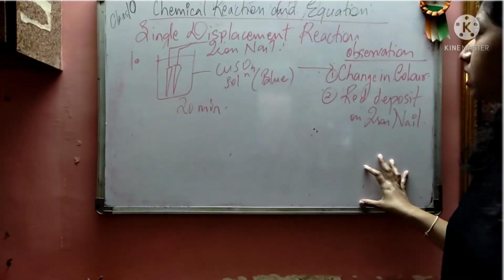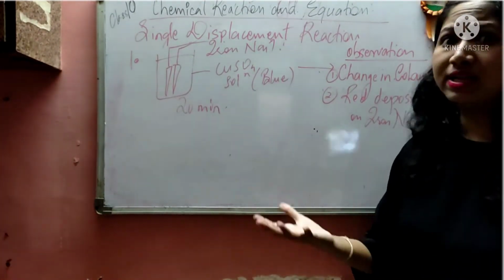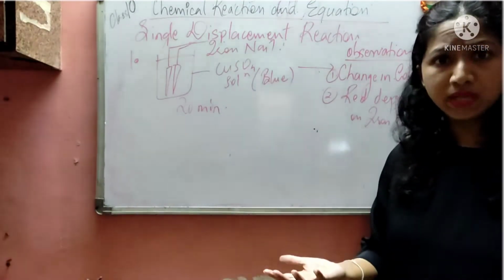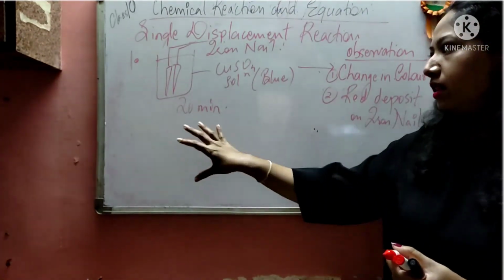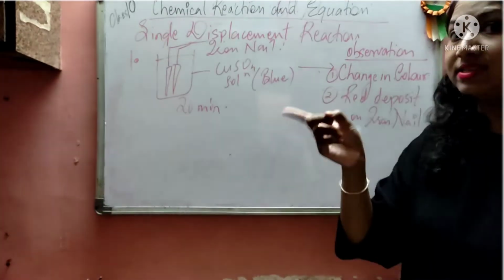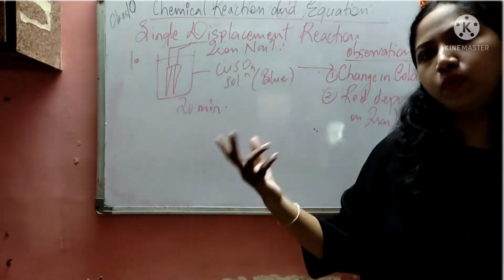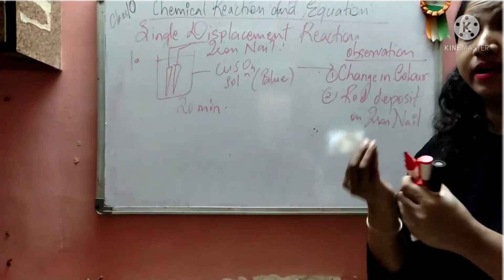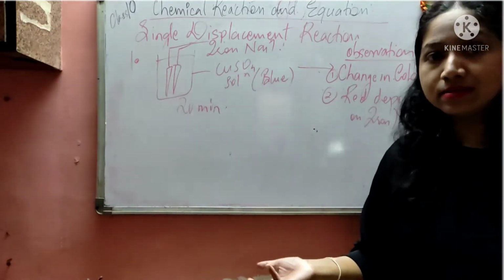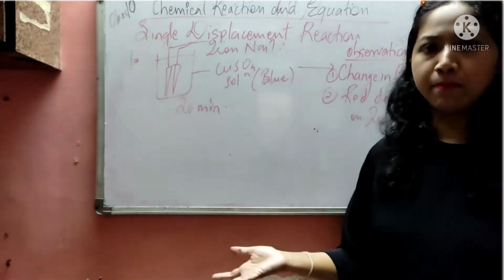Fine. So why is it so? Basically, what is happening here? What reaction is taking place? Now you have seen the experiment and the observation: there is a change in the copper sulfate solution from blue to green, and the second thing is the red deposits on the iron nail. Why is it so? Now I'll explain it with the help of an example.